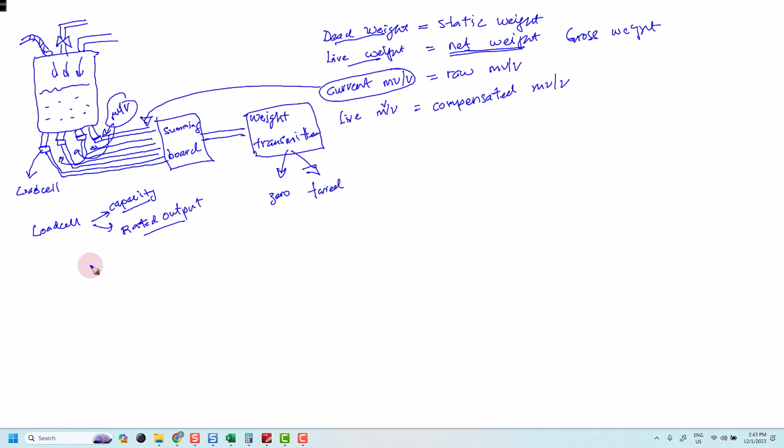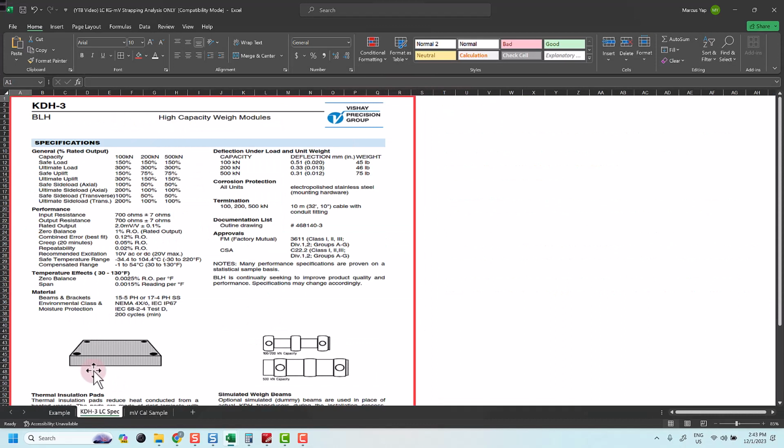For today's discussion, I have prepared a datasheet for your reference. This is the datasheet for the load cell. The load cell model is KDH-3 and the capacity here is 100 kilonewton. This is the capacity of the load cell that we use for today's discussion. The other thing I need to find out is the rated output. This is the rated output value, 2.0 millivolt per volt.